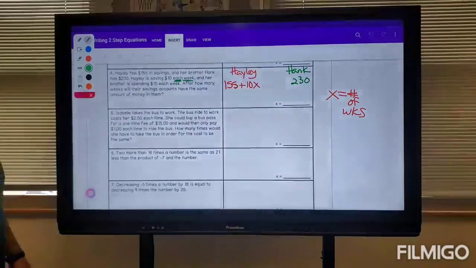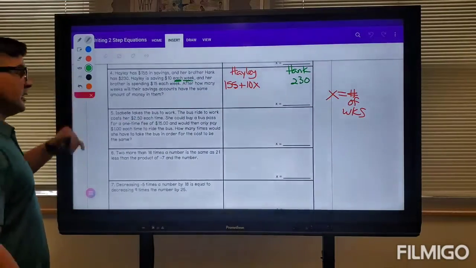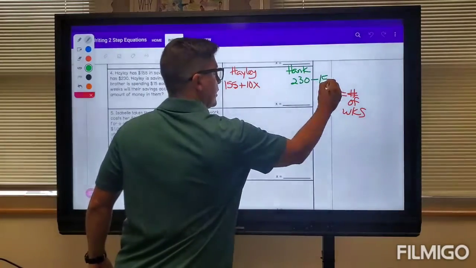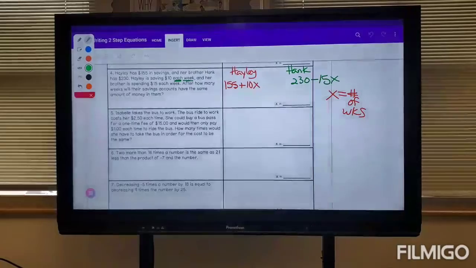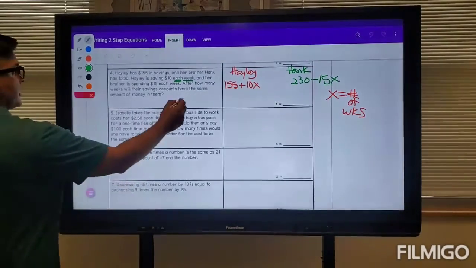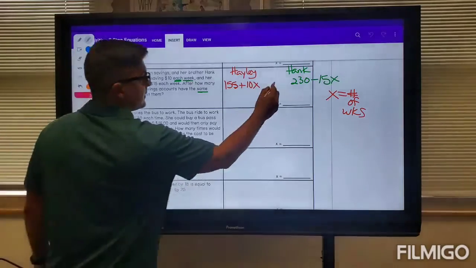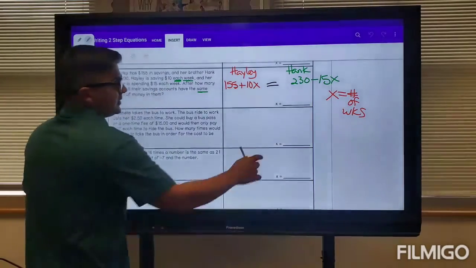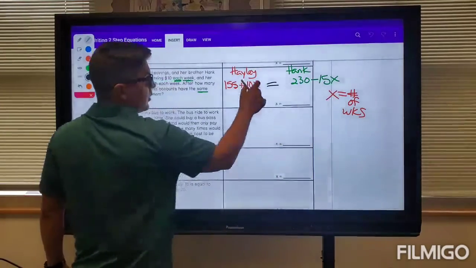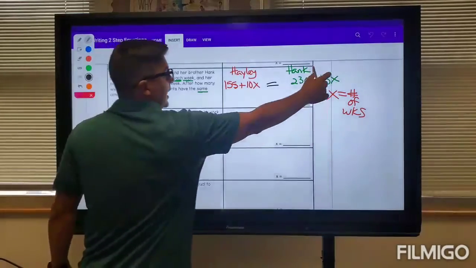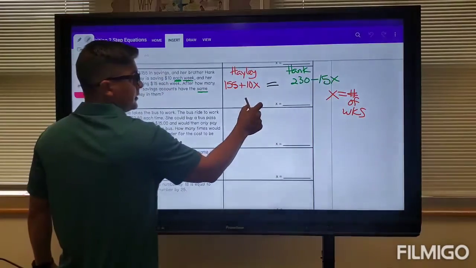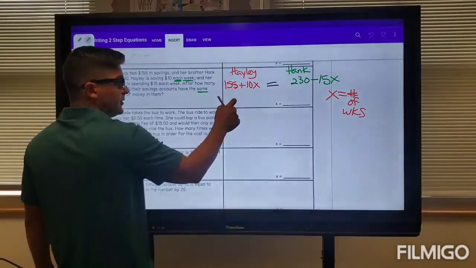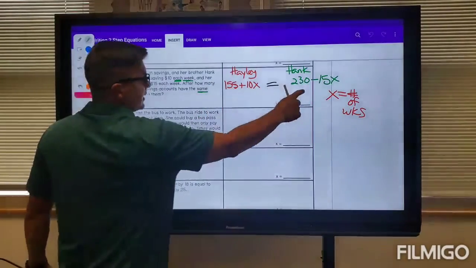Hank has more money, so he's saying, okay, well, I can spend more. I can spend some of this money I have in my account. So he's spending $15 each and every week. And then we want to see when they're going to have the same amount. So again, put our equal sign. In this case, I would add my 15x because I want to have a positive amount of x's. So add your 15x to both sides, and then subtract your 155 from both sides.